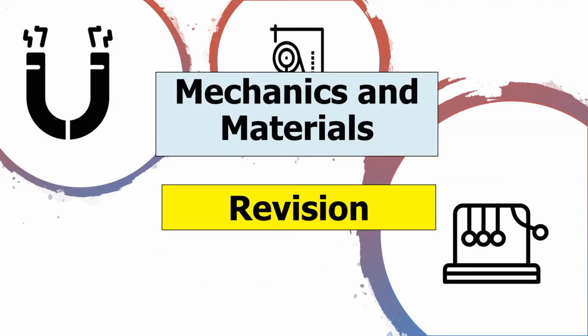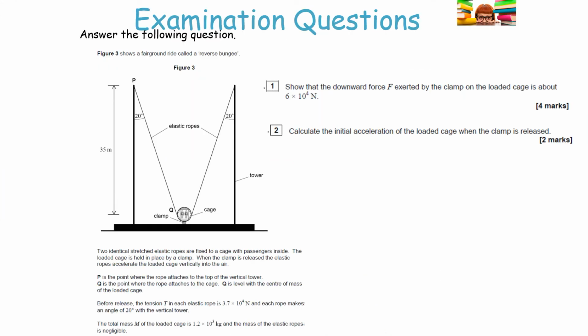Next, we're going to look at some questions on mechanics and materials. So you'll notice here we've got a fairground ride called a reverse bungee. There are 2 identical elastic ropes which are fixed to a cage with passengers inside. The loaded cage is held in place by a clamp. When the clamp is released, the elastic ropes accelerate the loaded cage vertically into the air. Point P is the point where the rope is attached to the top of the vertical tower, and Q is the point where the rope attaches to the cage. Q is level with the center of mass of the loaded cage.